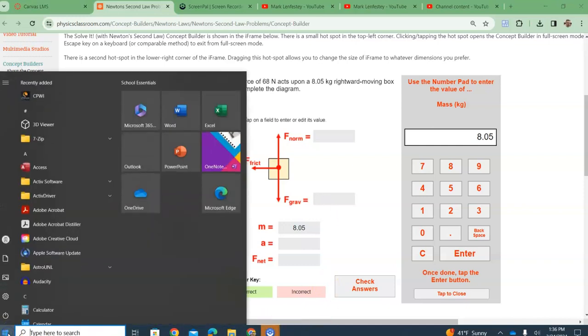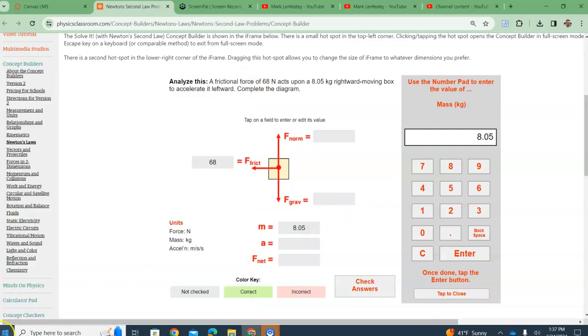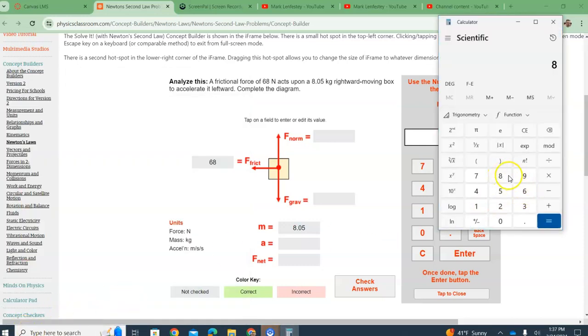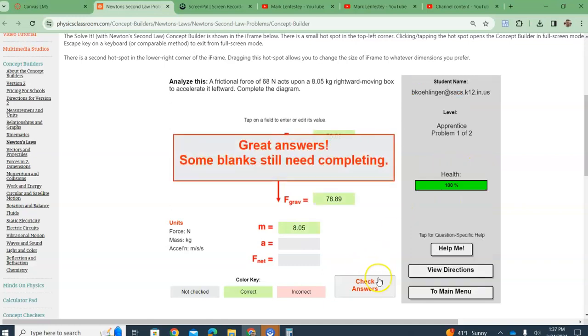So I can take that mass and multiply it by 8.05 times the 9.8 instead of 10, and I get a gravitational force of 78.89. And the normal force balances that, so that's also 78.89. At any point, you can check the answers to see if you're right or not.